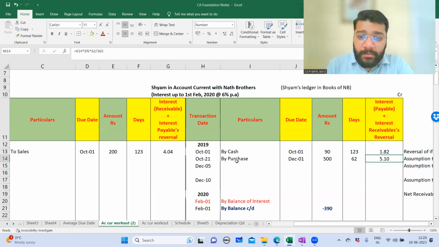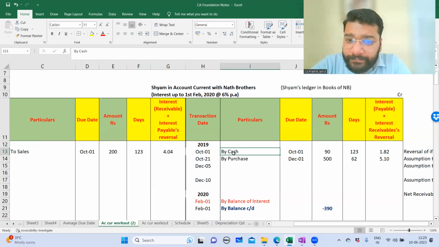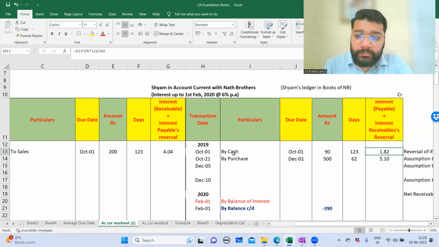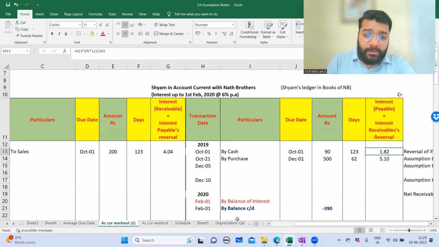By cash wala. Yes, sir. By cash is the money received now. Which particular column do you have a doubt? Interest receivable, 1.82. Sir, this 1.82 is for how many days, sir? You did not understand how this 1.82 came? Yes, sir.